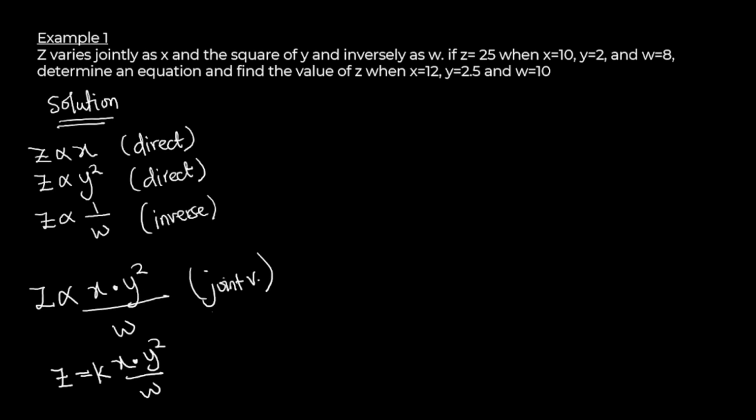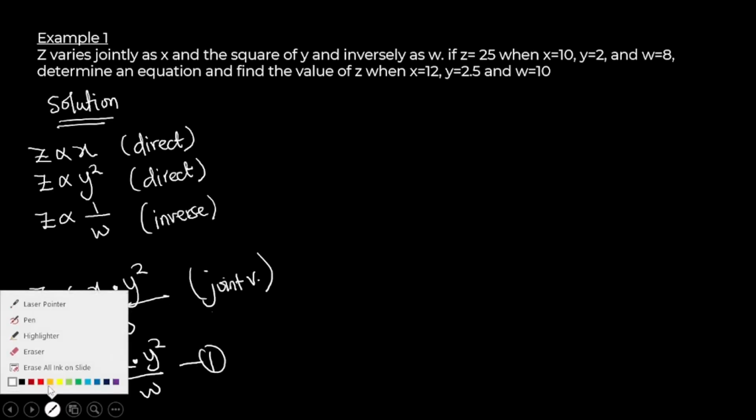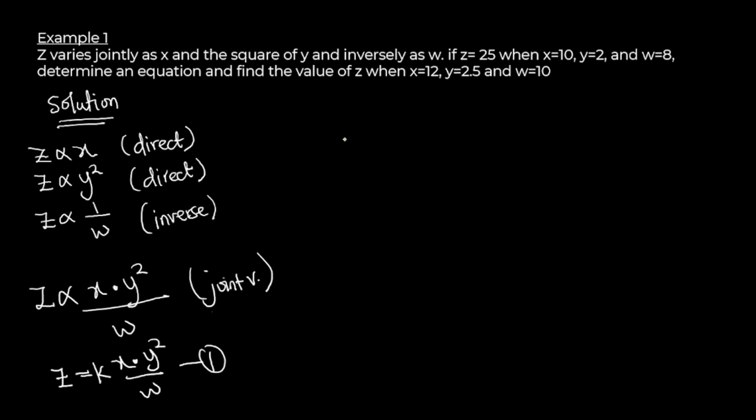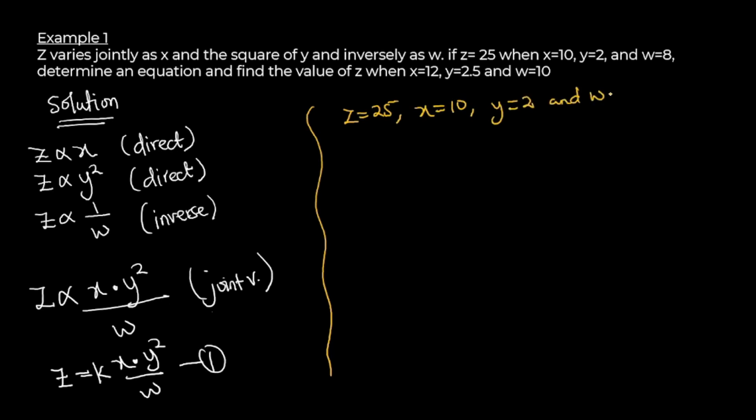So let's go ahead and find the value of K, substitute it back into this equation, which we are saying is equation 1, and then we can use that as our equation for this example. So let me use a different color. We have, when Z is 25, X is equal to 10, Y is equal to 2, and W equals 8. So we simply have to do substitution of these values into equation 1 to get our constant.